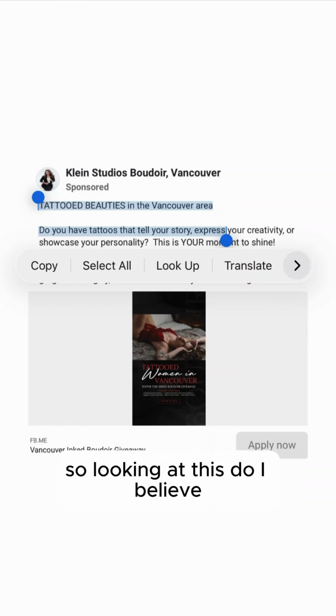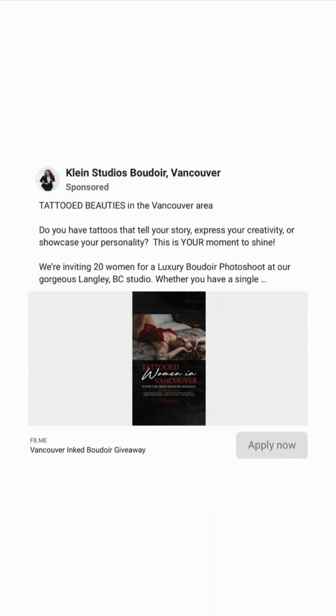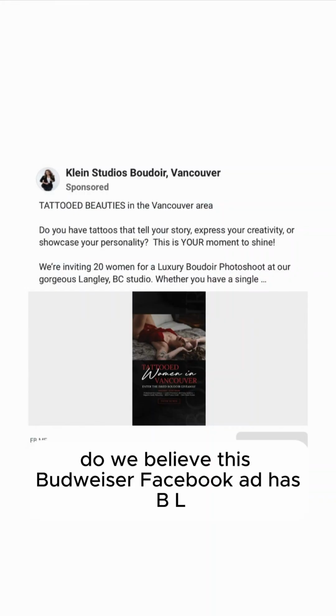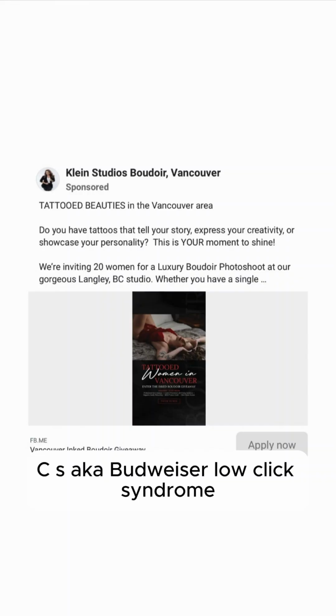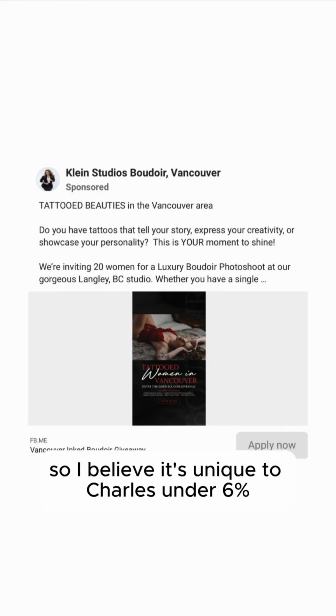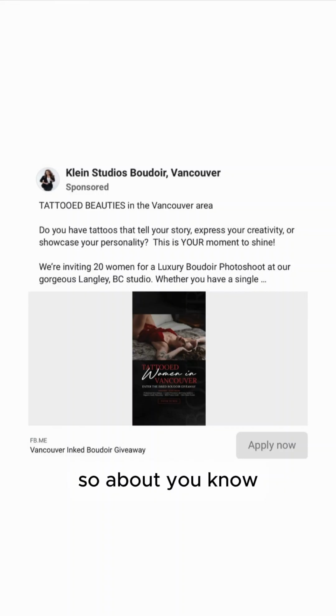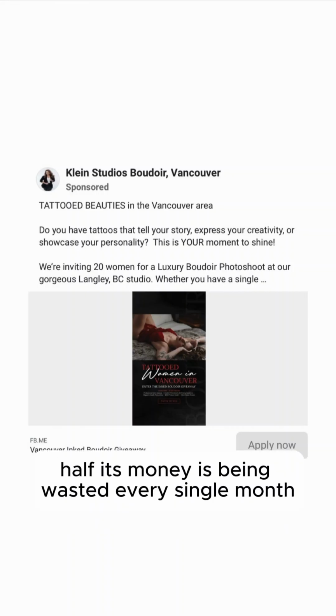So looking at this, do we believe this Boudoir Facebook ad has BLCS, aka Boudoir low click syndrome? Yes, I do. So I believe its unique CTR is under 6%. So approximately half its money is being wasted every single month.